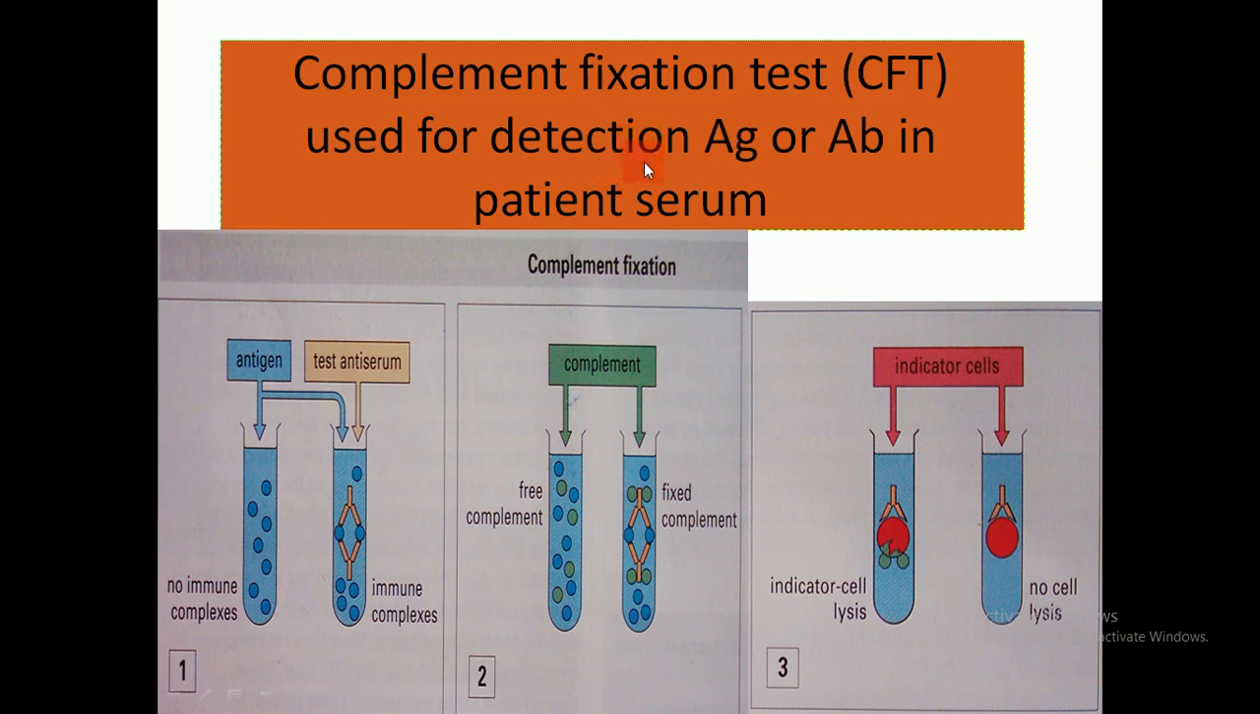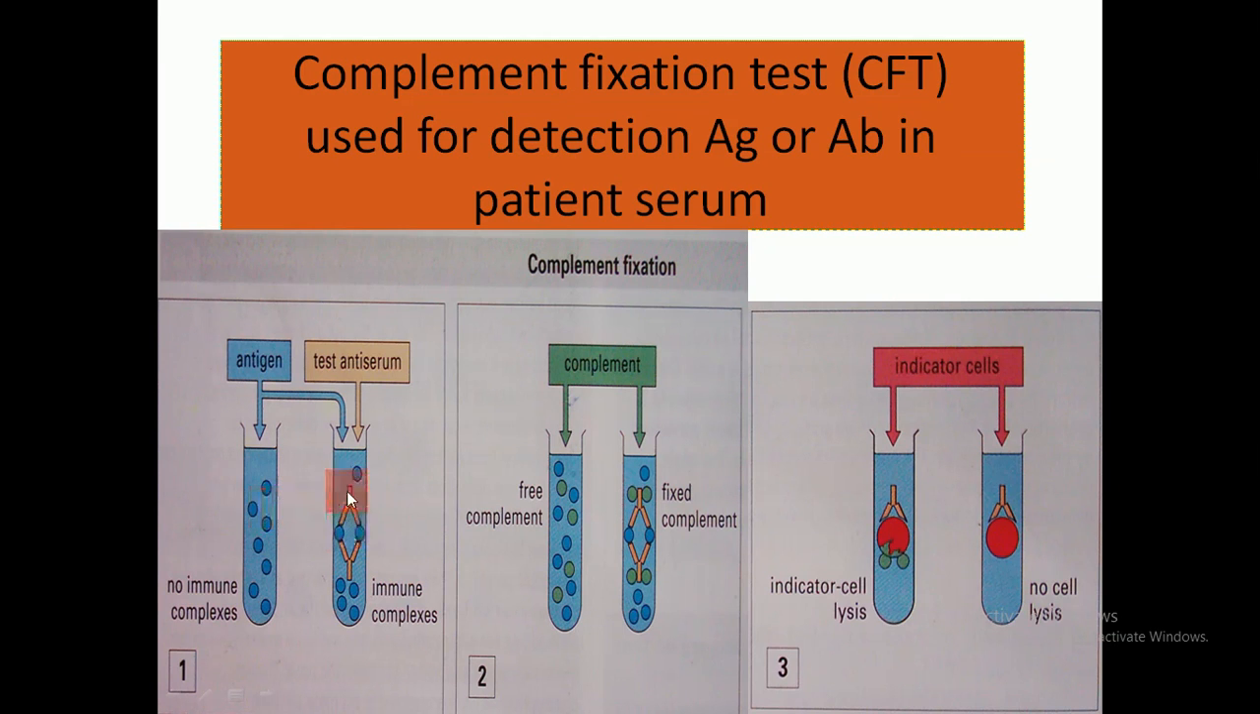Then another test, which is an old test, is also used for detection of antigen or antibody, and it's called the complement fixation test. And here we have two tubes. Here we add the antigen, and here we have the antigen, and then add the patient serum to each tube. If the patient is infected, they will develop antibodies against these antigens. If not infected, there is no antibody against these antigens.